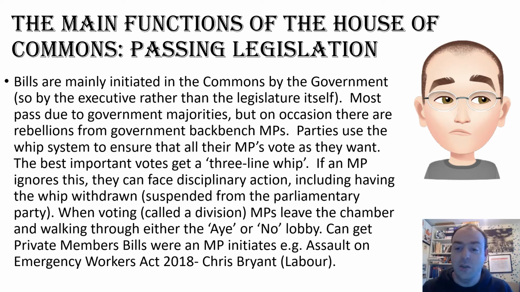And they're given a variety of powers and means to do this. And if they want MPs to vote a particular way and it's really, really important, then you get something known as a 3-line whip. This is when a bill is essentially underlined 3 times. And essentially, if you don't vote with your party on a 3-line whip, then you're going to be in trouble and you're going to face disciplinary action. This could include having the whip withdrawn and being suspended from the parliamentary party.